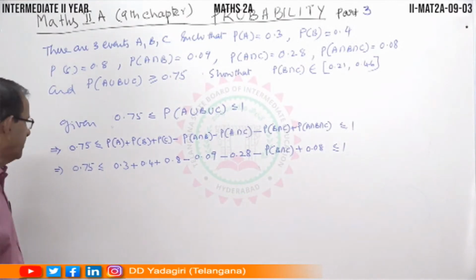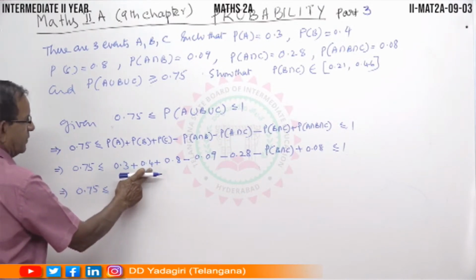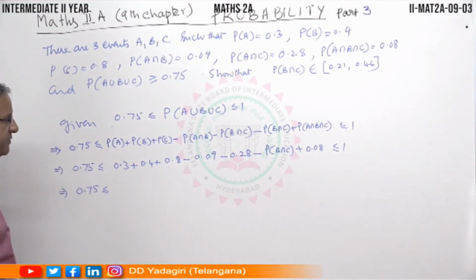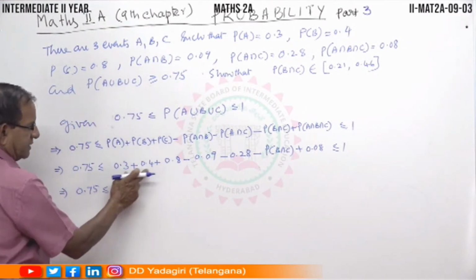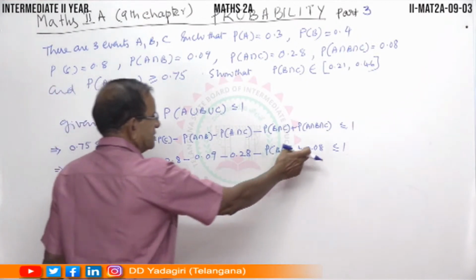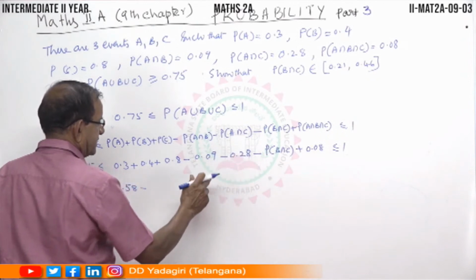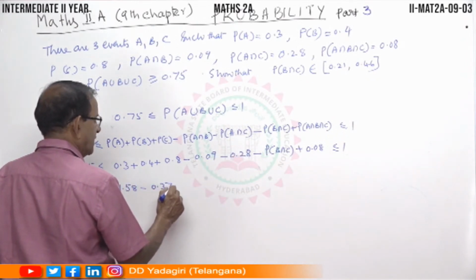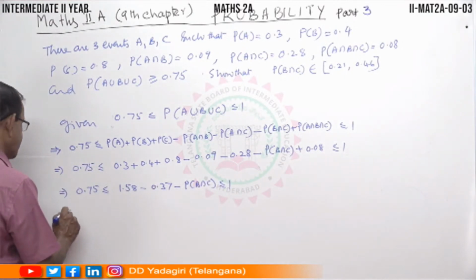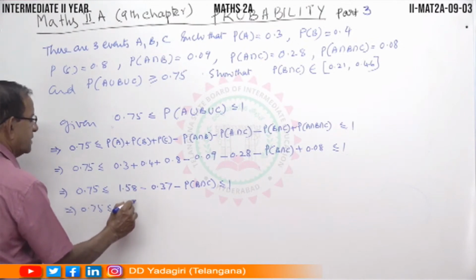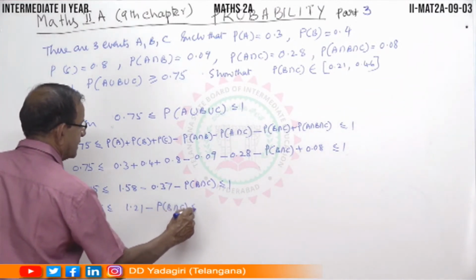Now let us add the known numbers. 0.75 is less than or equal to 0.3 plus 0.4, 0.7 plus 0.8, 1.5 plus 0.08, 1.58. 0.3 plus 0.4 plus 0.8 is 1.5 plus 0.08, that is 1.58 minus 0.09 minus 0.28, that is 1.21. So 1.21 minus P of B intersection C less than or equal to 1.